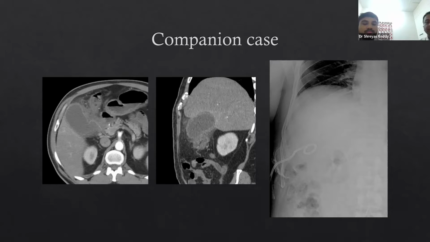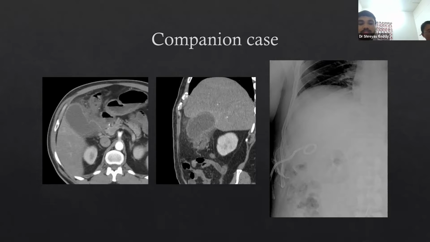So what are the complications of percutaneous cholecystostomy? One would be injury to the adjacent structures, adjacent bowel loops as well as the vascular structures. Second one would be biliary peritonitis. Yes. Biliary peritonitis, injury to the liver, and bleeding complications.